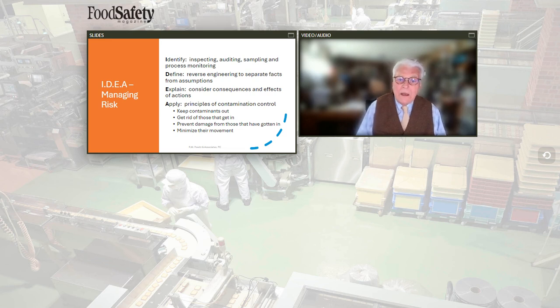We define what we see through reverse engineering. We just go backwards and take things apart as much as possible, particularly the sanitation programs. We explain, and that is now the corrective end of it. And what we're looking for here are any effects or actions or consequences as a result of what we are recommending to do. And here, a word of caution.